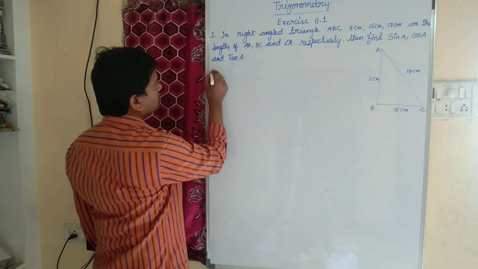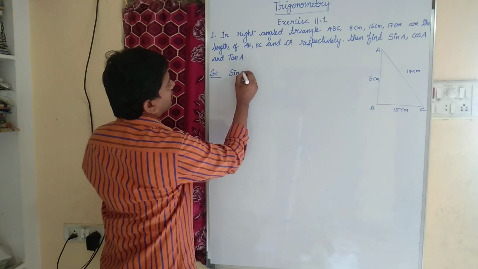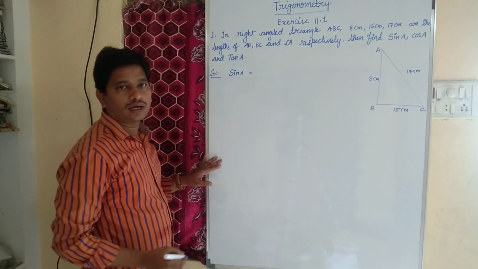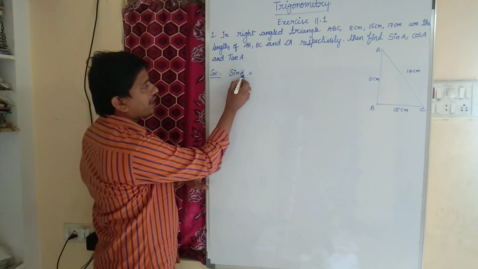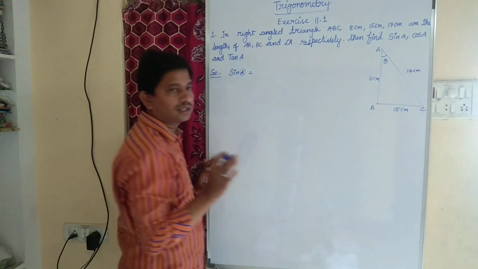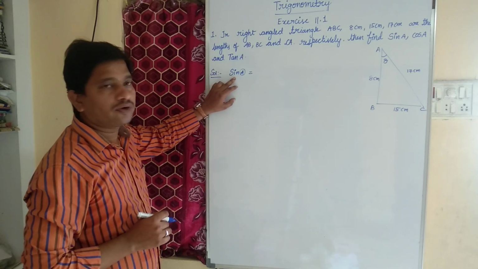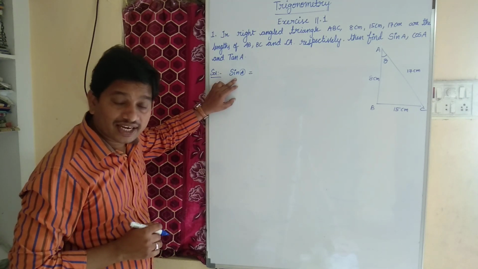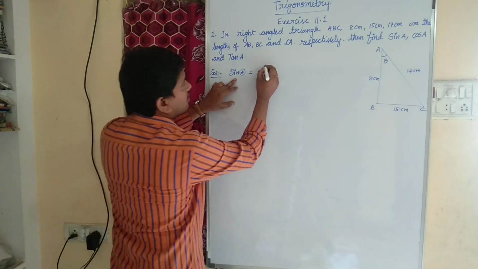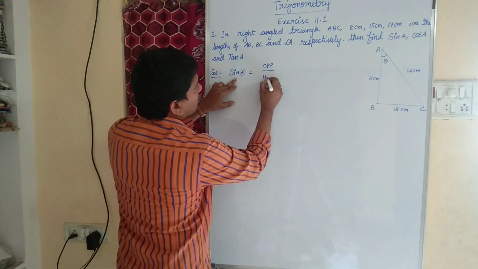Okay children, so they are asking to find out sin A. I mean the angle is at A, children. So this is our angle, we called it theta. What is the ratio of trigonometric function sin? Sin in the sense opposite side by hypotenuse.